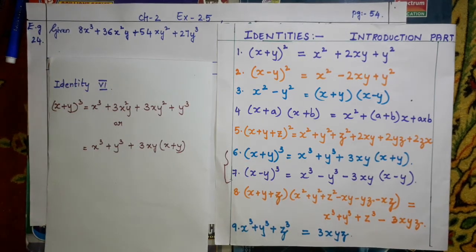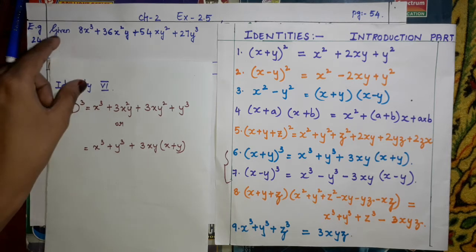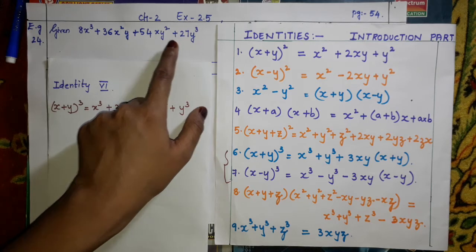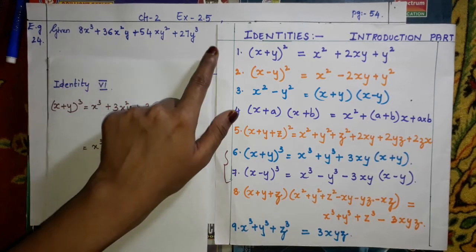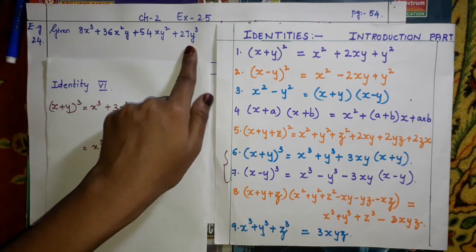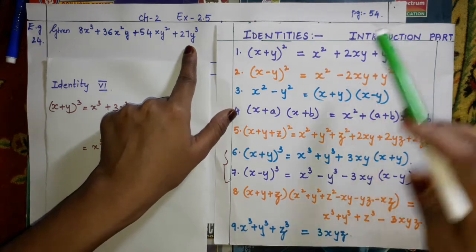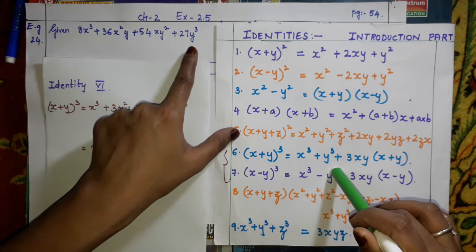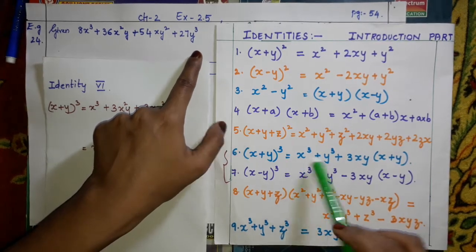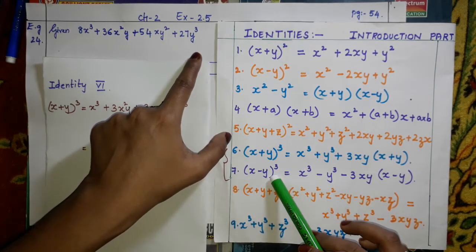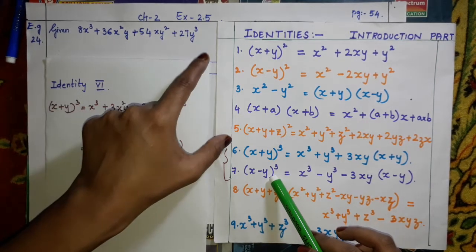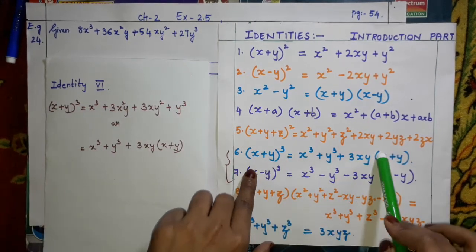They have given factorize. Factorize means we have to use identities, children. So we have to write the given part. Now here, first cube and last cube. In our identities, where do we have x cube and y cube together, children? It is in identity 6 and 7. Now all the signs are plus, so we have to take identity 6.